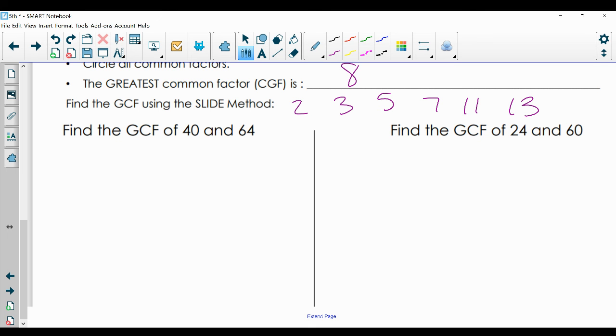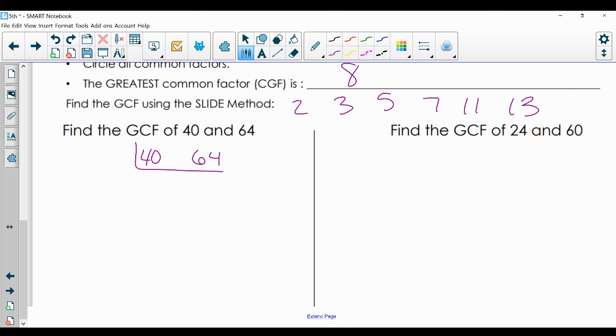We've got 40 and 64. We're going to write 40 and 64. Then we're going to draw an L. It kind of looks like an upside down division sign. It's our slide. We'll draw a slide around it.